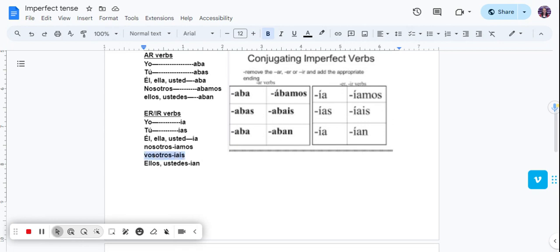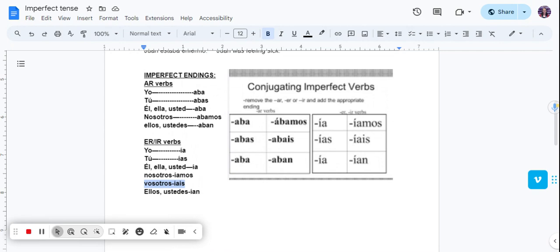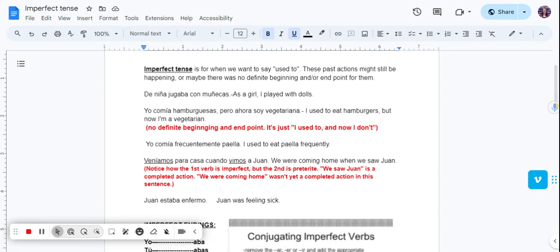I never use this form of the verb when I'm speaking Spanish, because pretty much everyone in the United States is from somewhere in Central or South America, and they don't use vosotros either. So you can kind of ignore that one, but just be aware of what it looks like. All right, and then here's another chart if this helps you. So this one on the left is for AR verbs, and this one on the right is for ER and IR verbs. So hopefully that helps you learn how to know how to use the imperfect tense. And happy speaking Spanish!